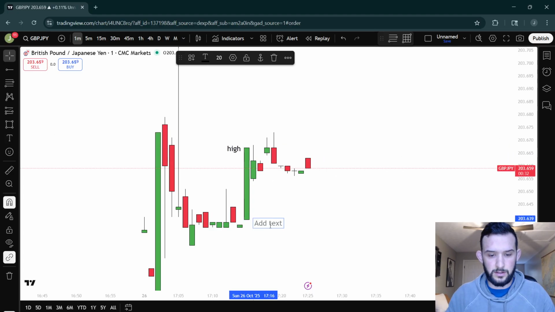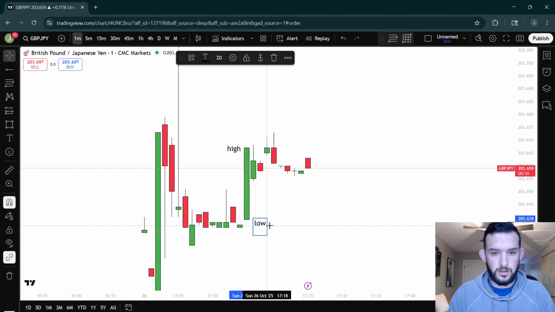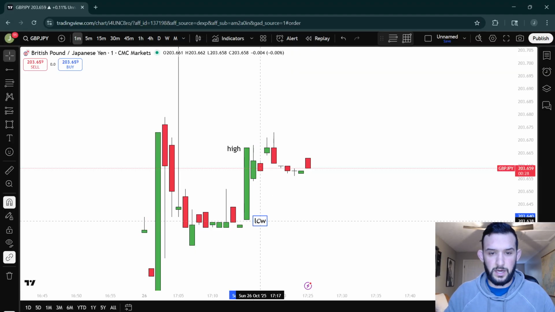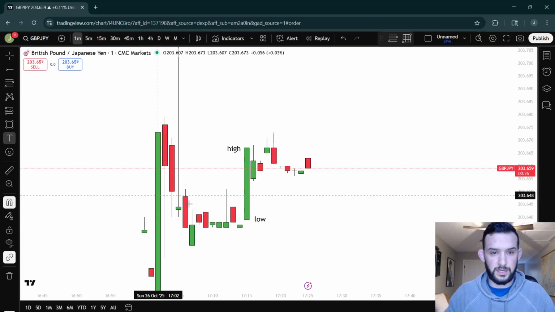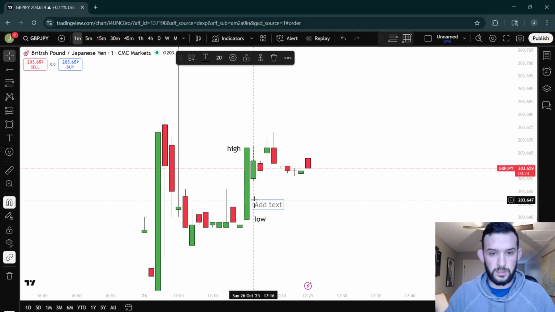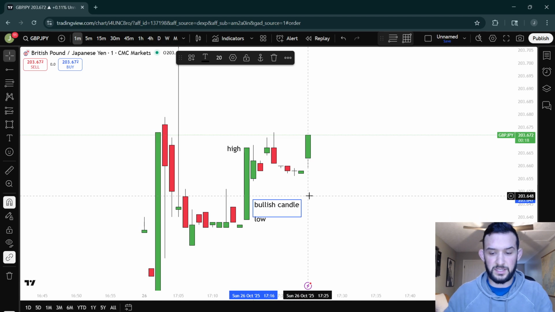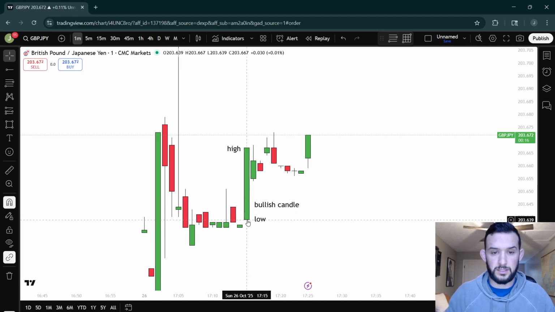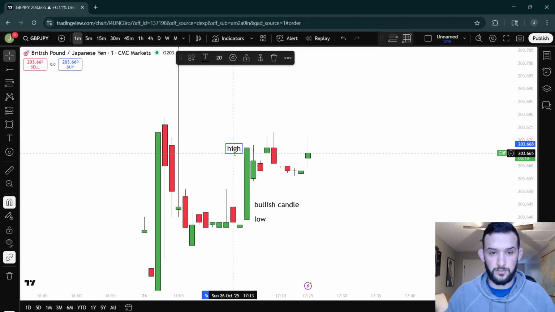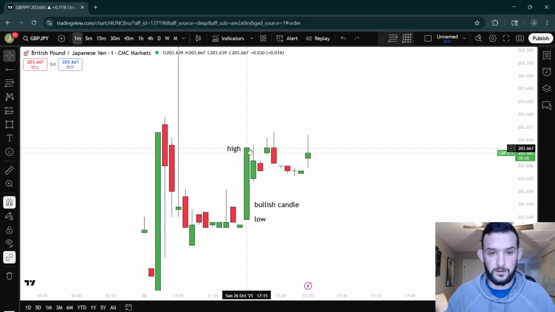and a low down here. And again, this will be a bullish candle. So I can indicate that this green one is a bullish candle because it's going up and it closed. So it started down here and it went all the way up here and it closed. So this is also the closing point. It's equal to the high.